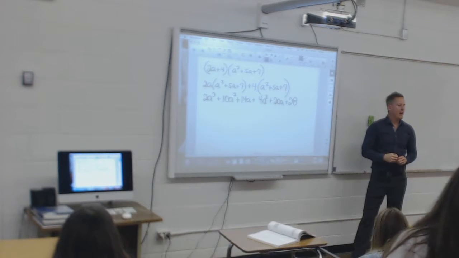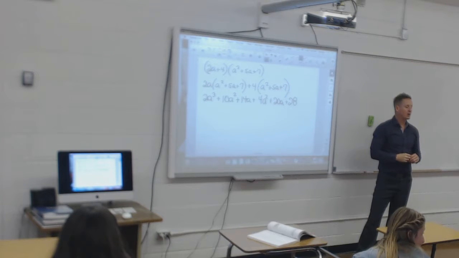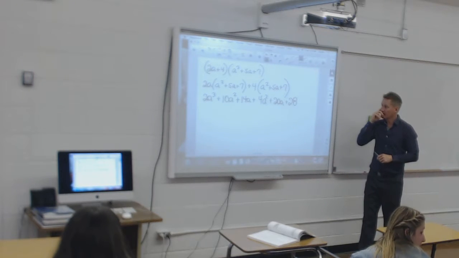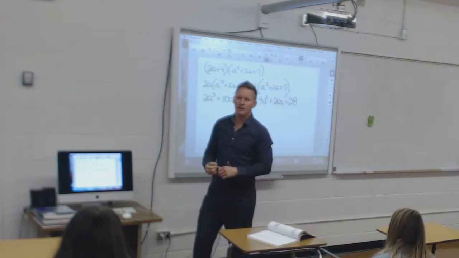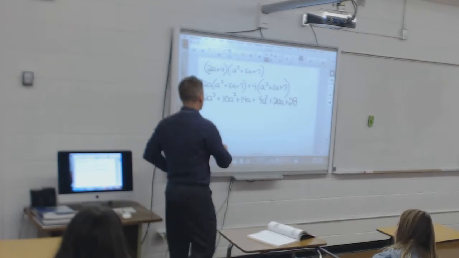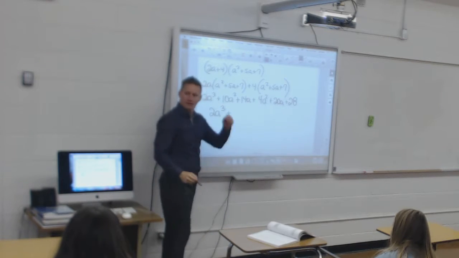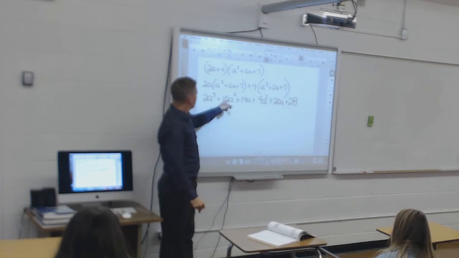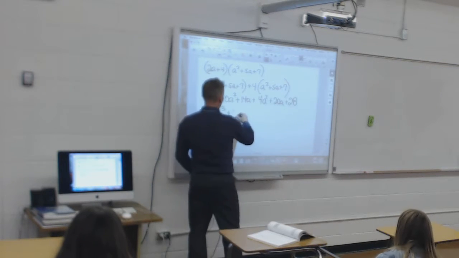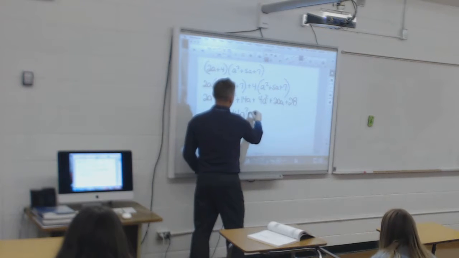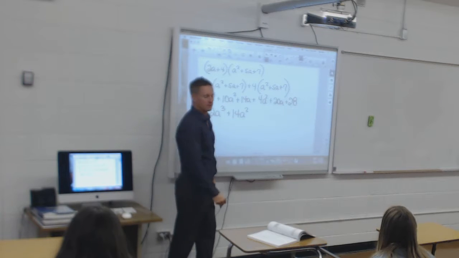Okay, so I've now multiplied it all the way through here. Now I want to collect the like terms. So I have a 2a cubed. Are there any other a cubes? Nope. So there's just a 2a cubed. All right. 10a squared, 4a squared. What does that make? 14a squared. 14a and 20a. 34.